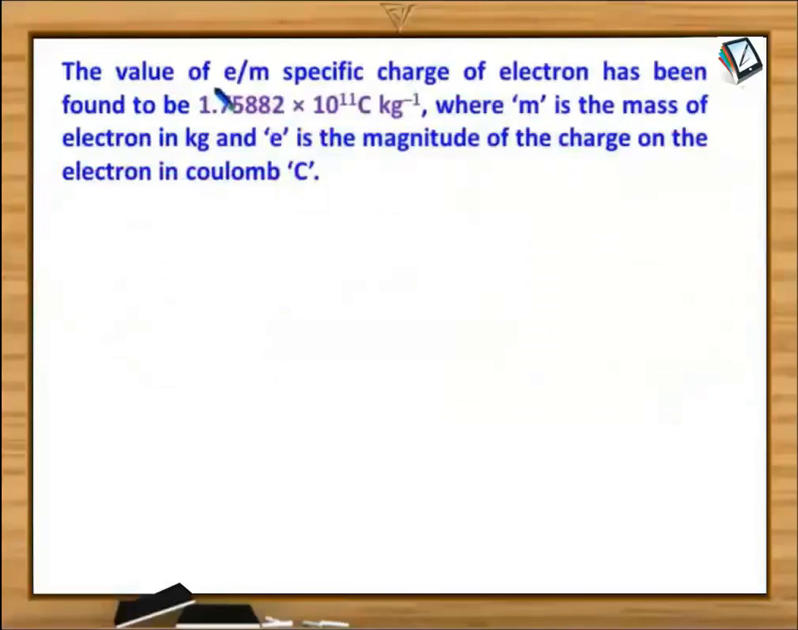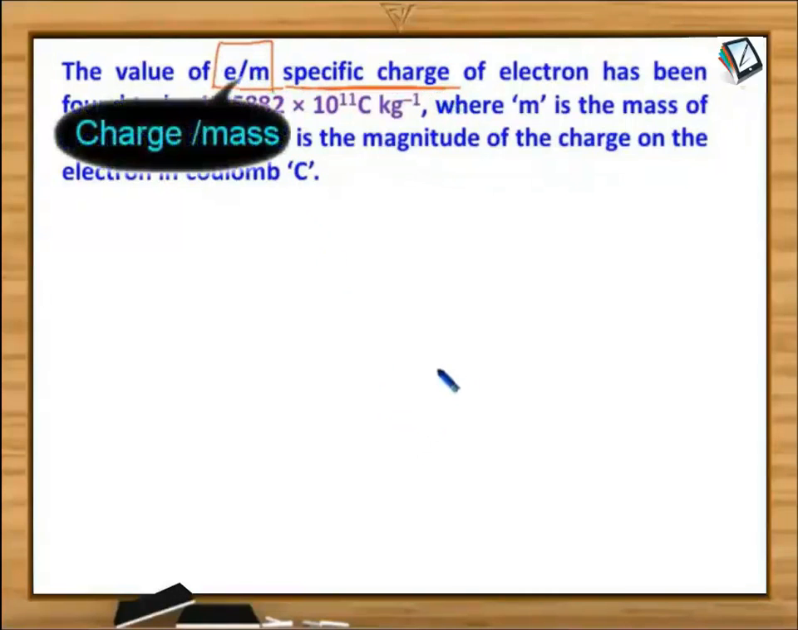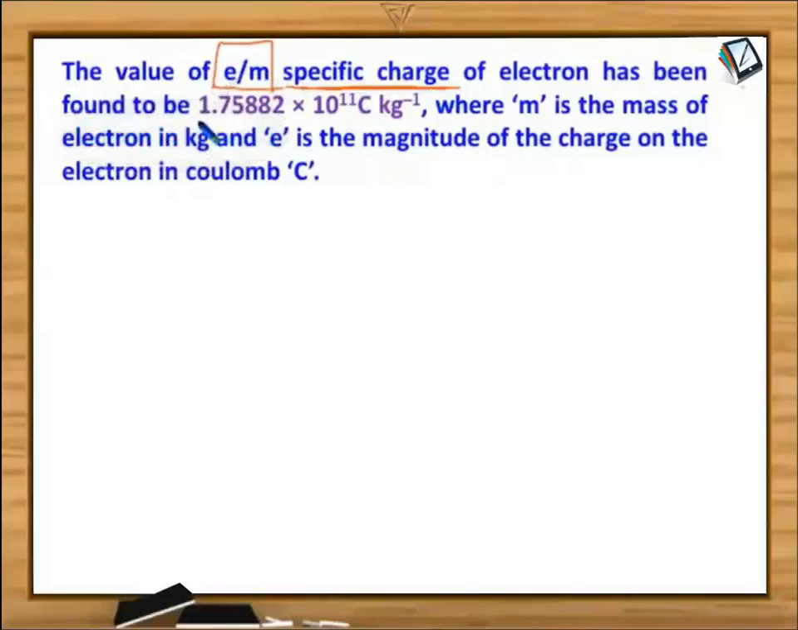Then the value of e/m is called the specific charge. So what is specific charge? It is the value of charge upon mass. Charge upon mass is called the specific charge. And it was found to be 1.758 × 10^11 coulombs per kg, where m is the mass of the electron in kg and e is the magnitude of the charge on the electron in coulombs.